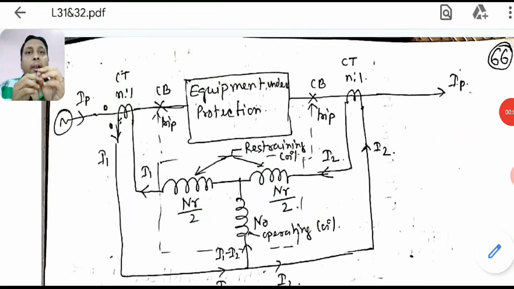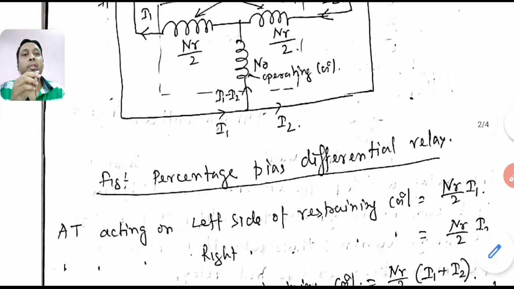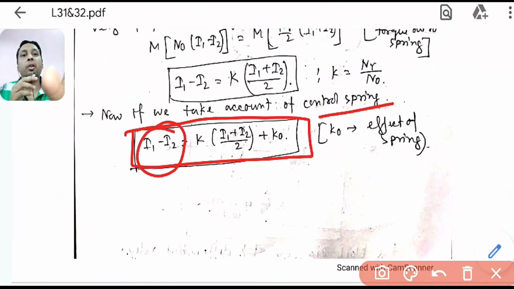Okay students, welcome to lecture 32. As we are discussing the percentage bias differential relay, if we continue with this one, this is your operating torque, and this is the restraining torque, and it is due to the spring constant.